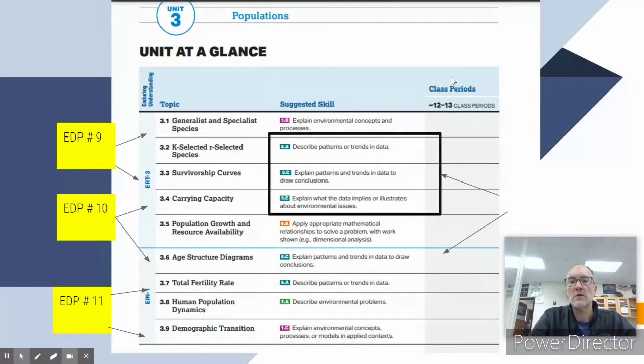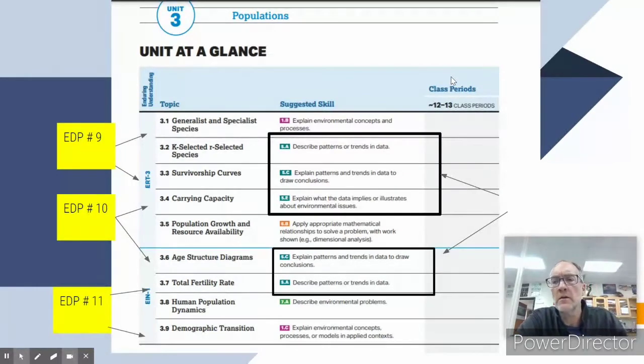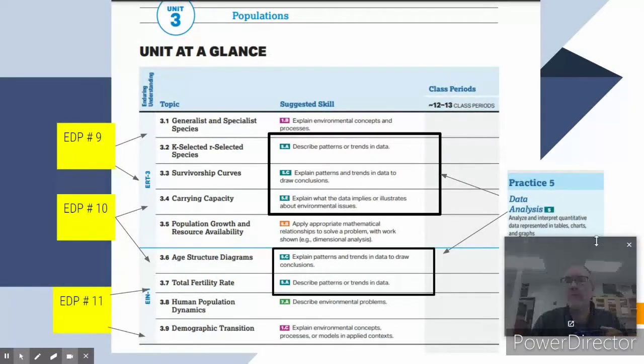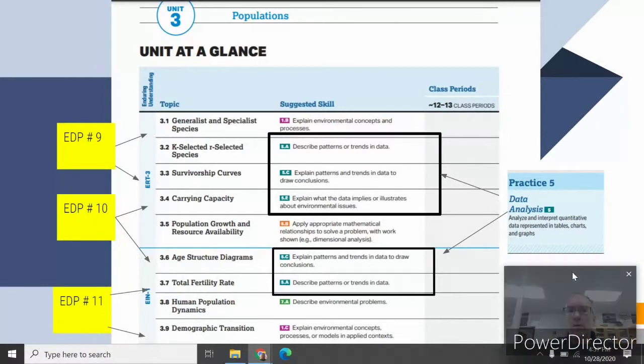One of the things you're going to notice is the skills they're going to be working on are a little different than the first 2 units. We're going to be looking a little more closely at data. So you can see describing patterns or trends in data, explaining what the data implies, explain patterns and trends again. So these are all having to do with practice 5, which is data analysis. That will be something we'll be working on. You can see this time frame for Unit 3 is a little longer than the first 2 units because it has a little more weight with the AP exam.